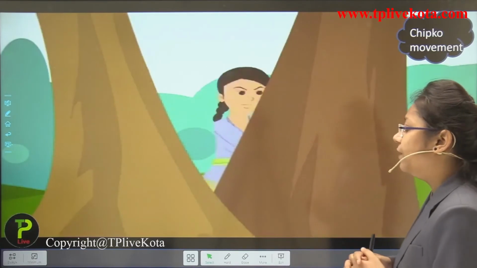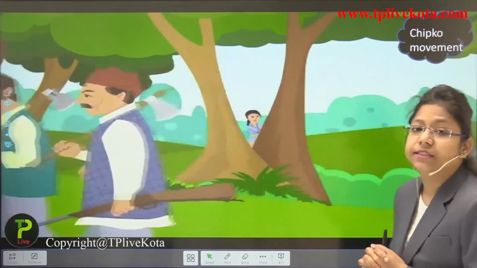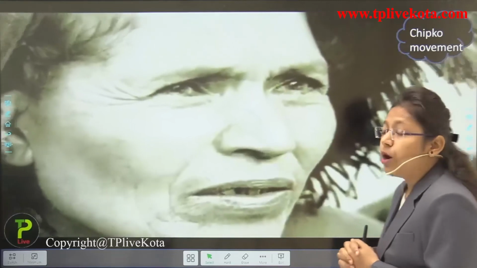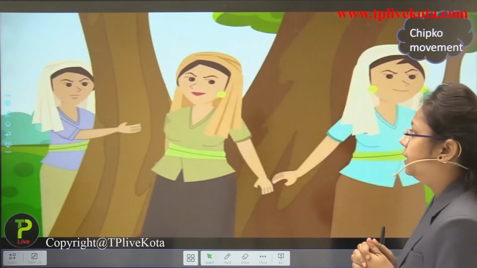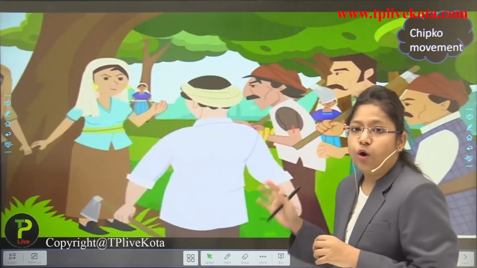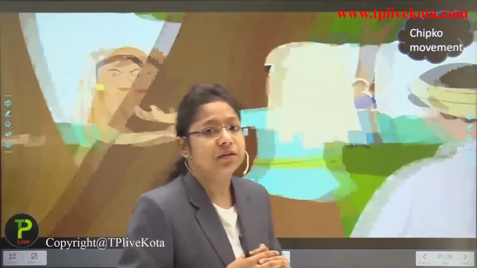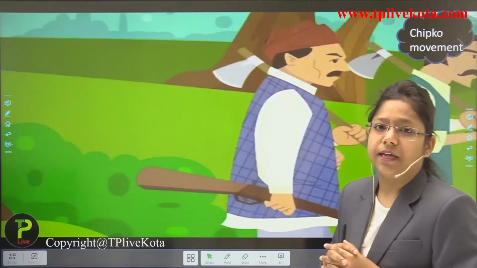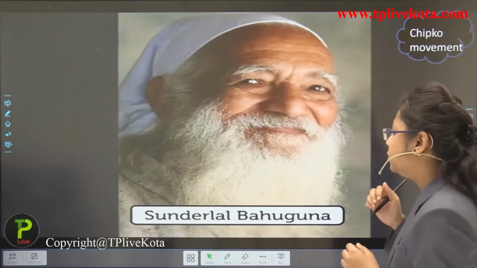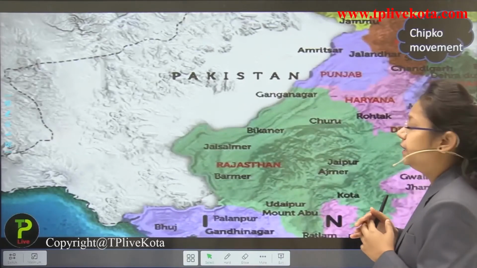A little girl saw one day that some contractors were coming on their way to cut down the trees with large saws and axes. She informed Gaura Devi. Now, what happened? Gaura Devi with her sisters and villagers clung to the trees and prevented them from being felled. They fought with all the contractors. They were not afraid of the contractors. They fought with them and saved the trees. The contractors left that place and did not cut the trees. So this is how that started. Now Sundar Lal Bahuguna was very responsible for the Chipko movement in 1973 in the Alaknanda valley.